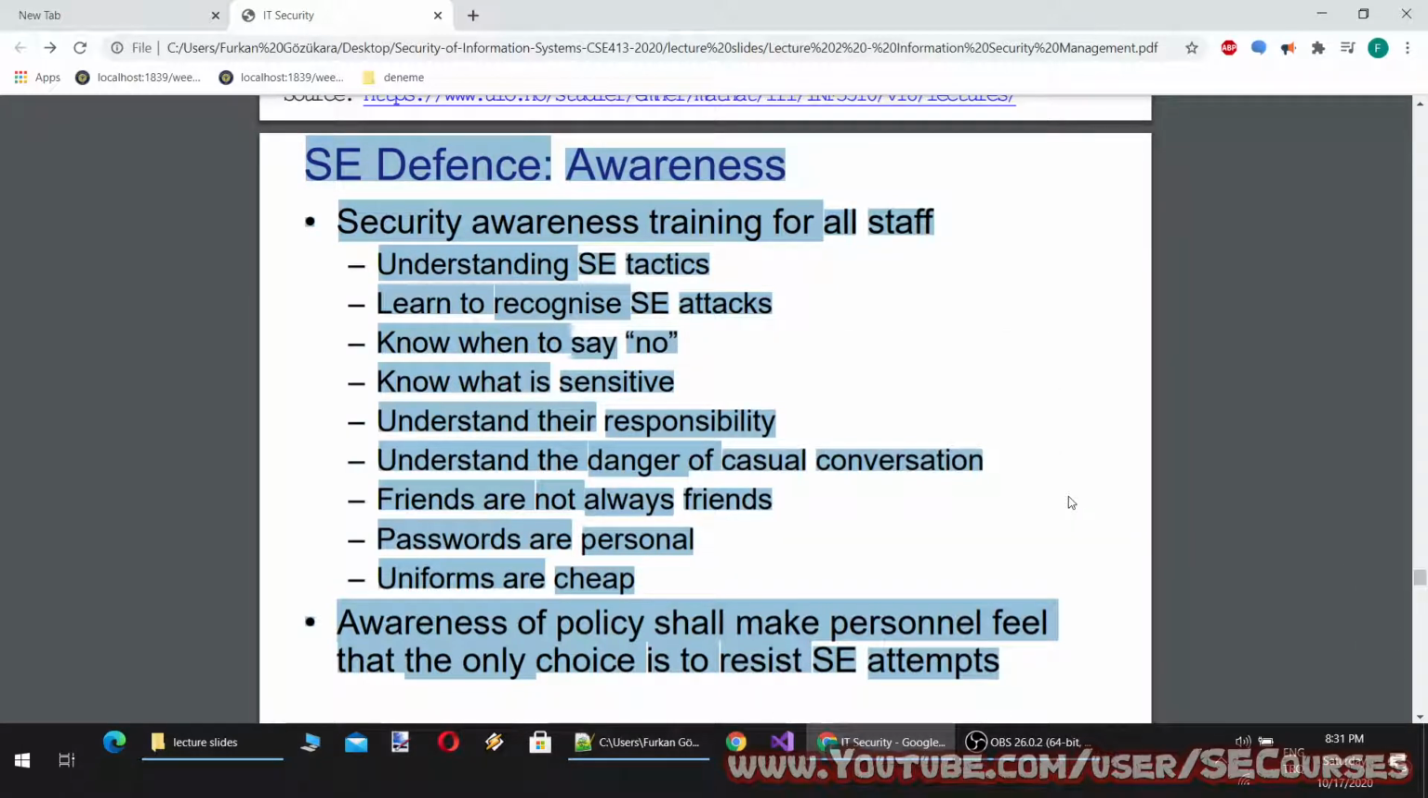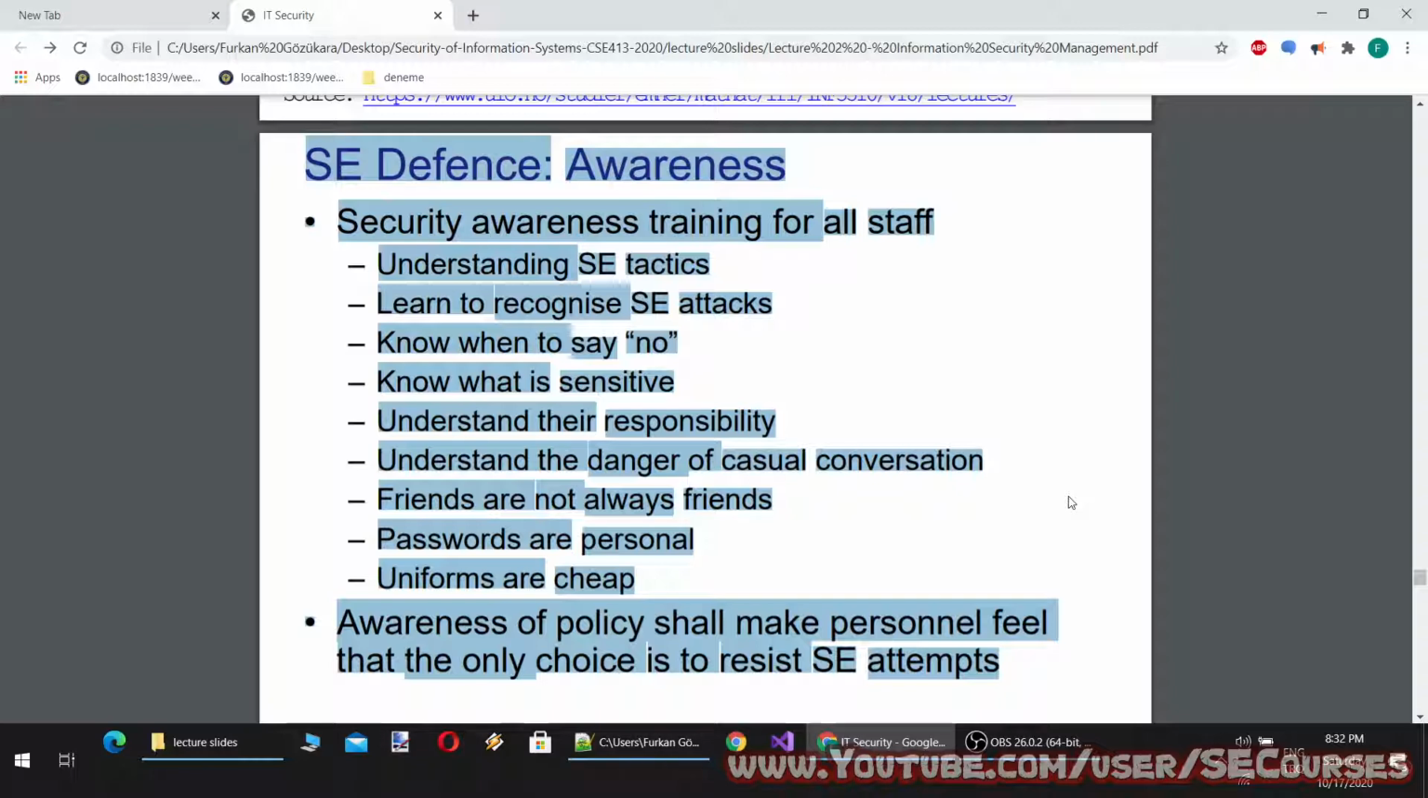SE Defense, Awareness. Security awareness training for all staff: understanding SE tactics, learning to recognize SE attacks, knowing when to say no, knowing what is sensitive, understanding their responsibility, understanding the danger of casual conversation. Friends are not always friends, passwords are personal, uniforms are cheap. Awareness of policy shall make personnel feel that the only choice is to resist SE attempts. So you see, increasing awareness of your own staff would provide one of the biggest defenses.